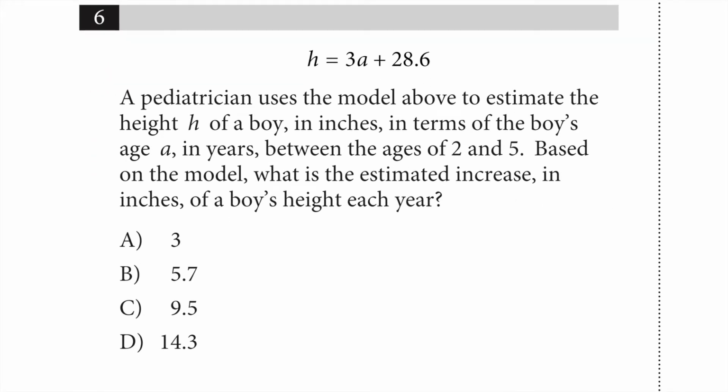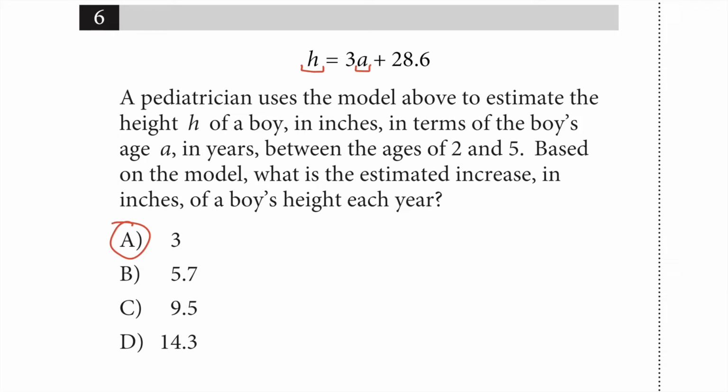6. A pediatrician uses the model above to estimate the height of a boy in inches in terms of the boy's age A in years between the ages of 2 and 5. Based on the model, what is the estimated increase in inches of the boy's height each year? So we're trying to find how height changes based on how A changes. And we know that every year A is going to change by 3. So the answer should be 3.